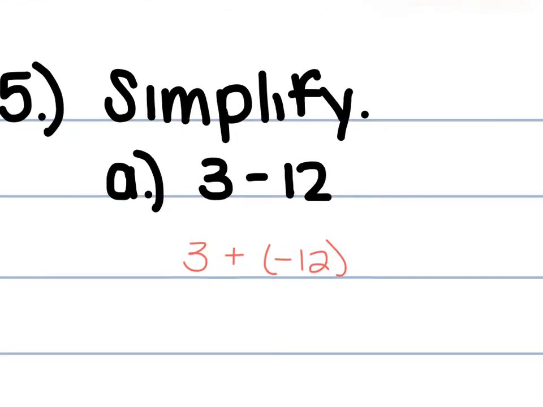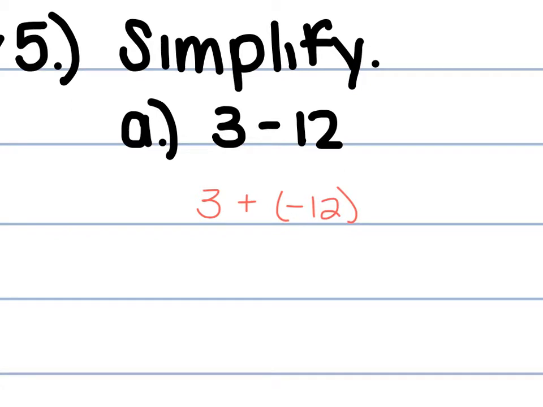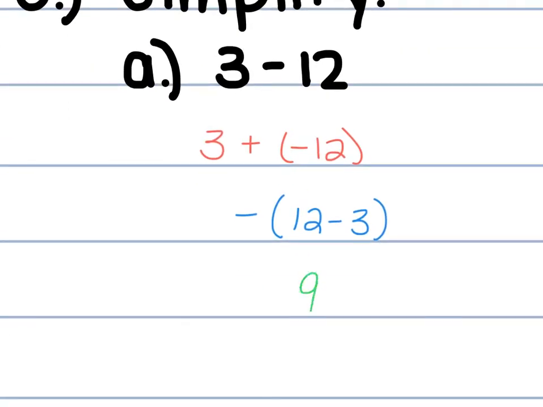We're going to keep the sign in front of the bigger number without looking at the signs, and then subtract the two numbers. So from here, the bigger of the two numbers between the 12 and the 3 is the 12. The sign in front of the 12 is negative, so our answer is going to be negative. Now we're going to subtract the 12 and the 3. So 12 minus 3 is 9. The sign in front of it is negative, so it's negative 9.